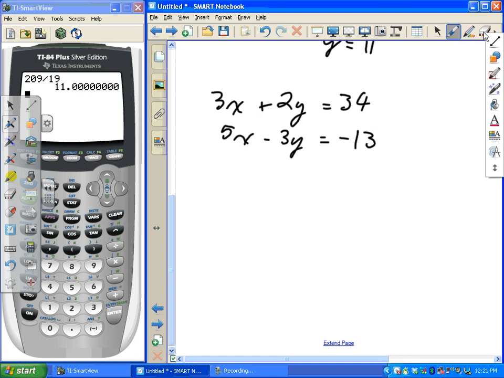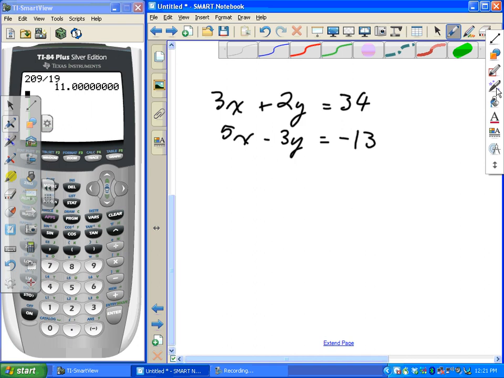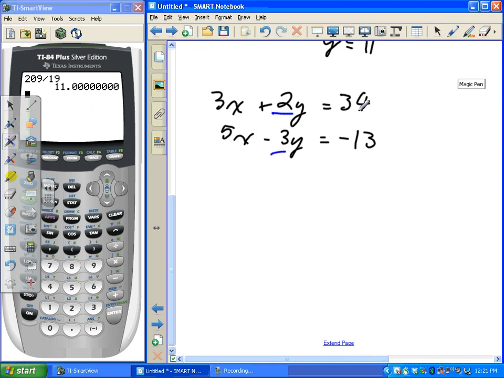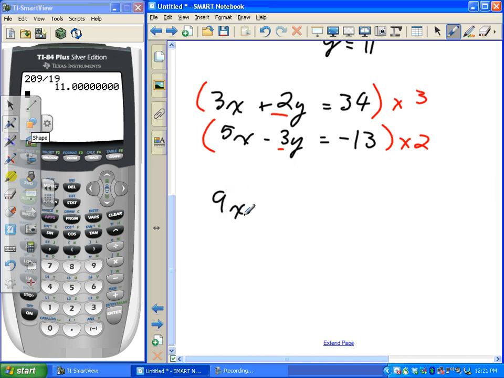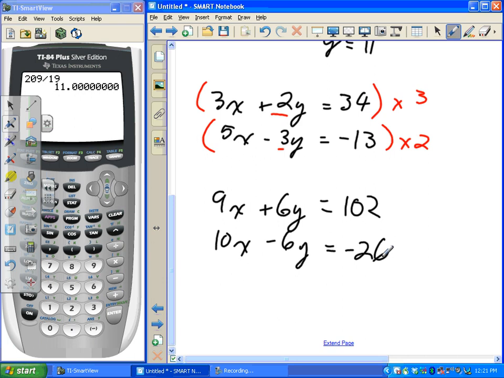This time I want to eliminate my y's. So again, I need a coefficient that is similar between the two of them. So because I have 2 and 3, I know that 6 is a common factor. So I'm going to multiply the first equation by 3 to turn this coefficient into a 6. And I'm going to multiply this equation by 2 to turn that coefficient into a 6. So I end up with 9x plus 6y equals 102. Is that right? Yeah. And 10x minus 6y is equal to negative 26.